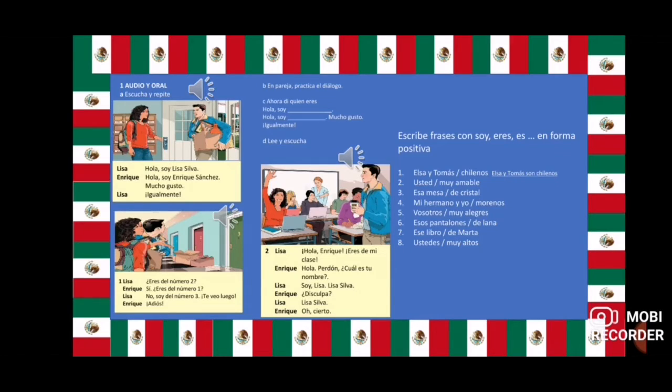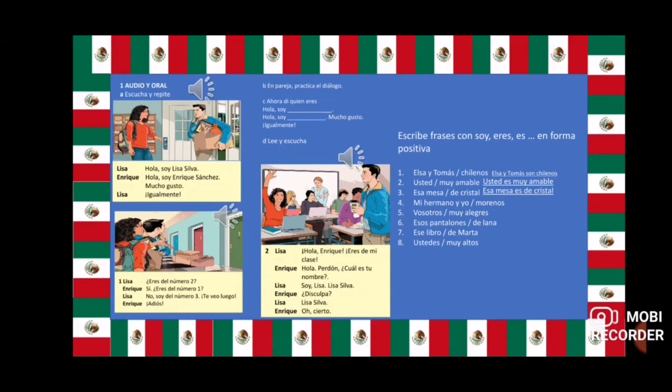Okay, number 2 says, usted muy amable. We need the verb ser, right? Conjugated for usted is es, right? Usted es muy amable. Remember that. Esa mesa de cristal. Okay, that's a thing. Is third person. So that means that the conjugation is es, right? Esa mesa es de cristal. Okay? Cristal means glass, okay?